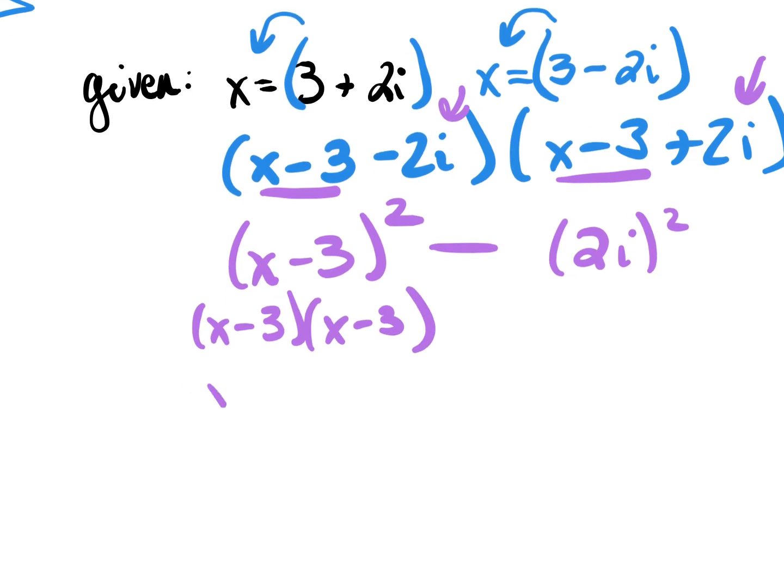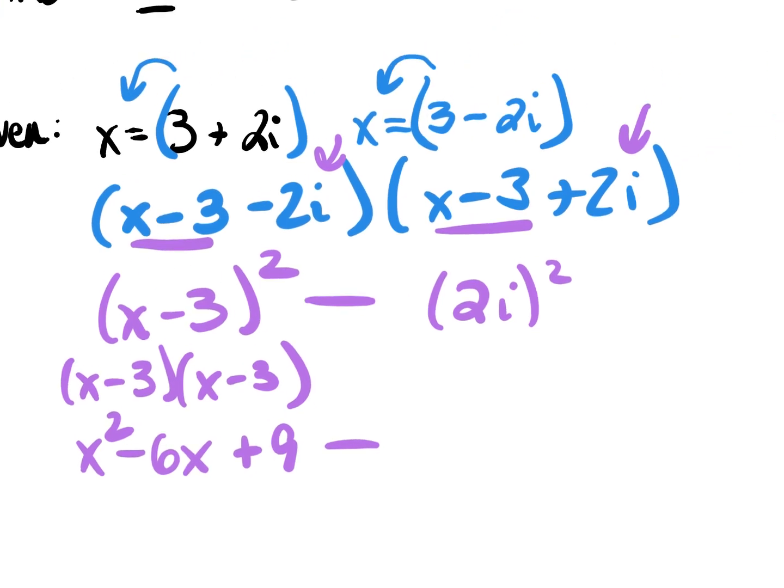When I fill this out, I get x squared. Negative 3x and negative 3x is minus 6x. Negative 3 and a negative 3 gives me positive 9 when I multiply. And then here, I'm going to distribute this 2 here and here.